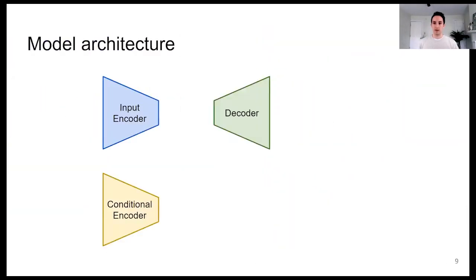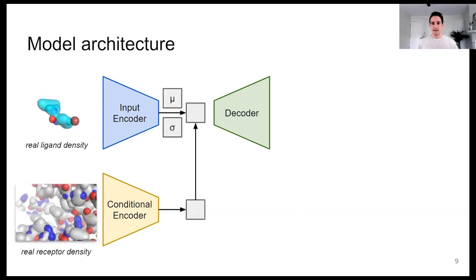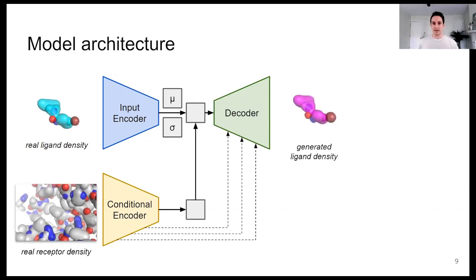The architecture that we use is a conditional variational autoencoder combined with a generative adversarial network. From a high-level perspective, it learns to encode 3D receptor-ligand interactions, represented as atomic densities, into a learned latent space. Then it decodes ligand densities from that latent space when provided a receptor as a conditional input.